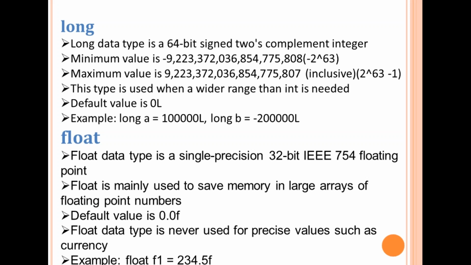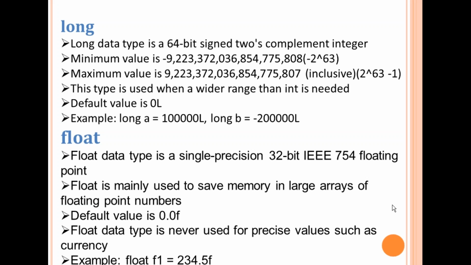The next type is float. Float data type is a single precision 32-bit IEEE 754 floating point. Float is mainly used to save memory in large arrays of floating point numbers. The default value is 0.0f. The float data type is never used for precise values such as currency. Example, float f1 equals 234.5f.